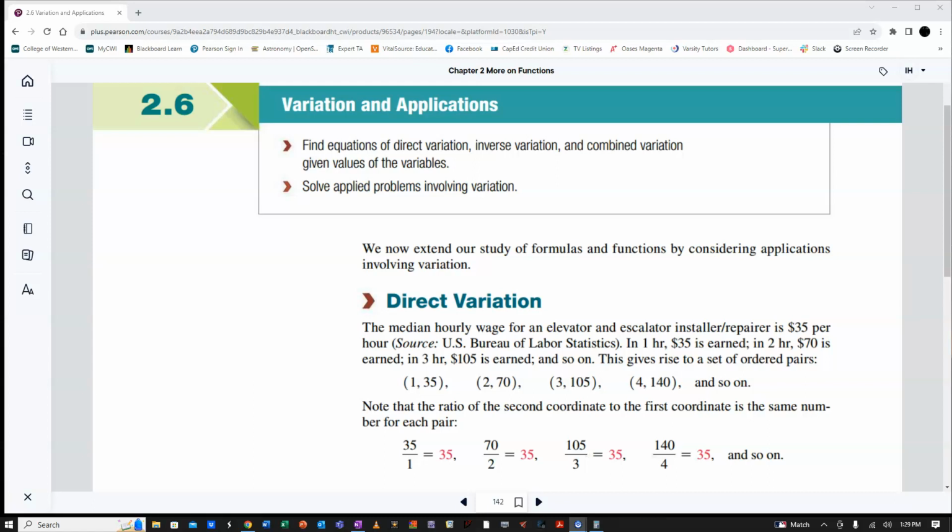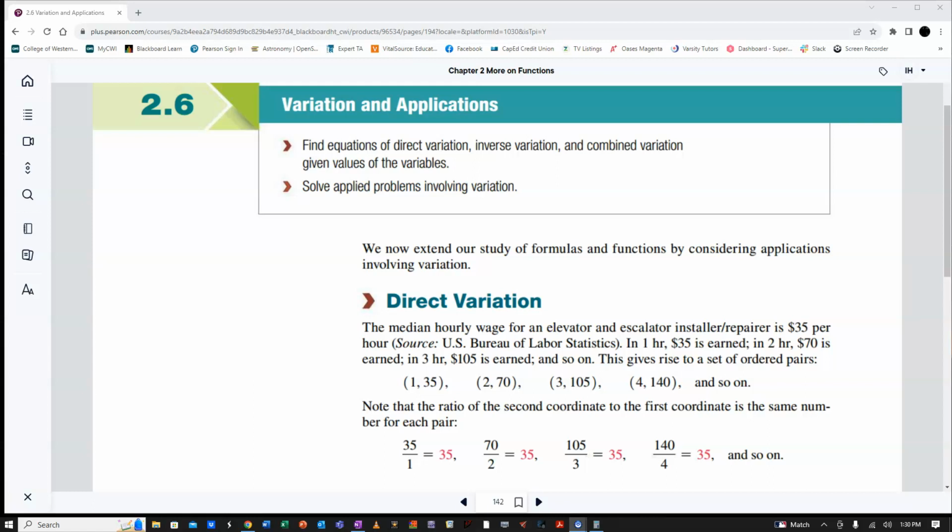We begin with those problems that involve a direct variation between two variables. As an example of a direct variation that you're probably familiar with, your hourly wage, if you have a job and you're being paid on an hourly basis, is a set amount, and the amount of money in your paycheck will depend on how many hours you work.